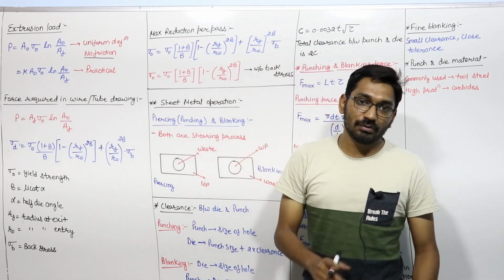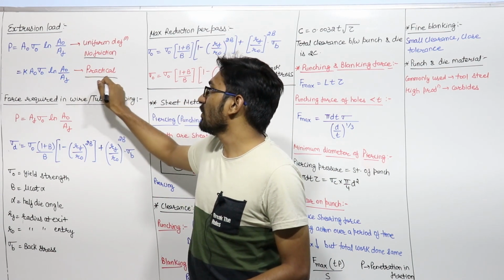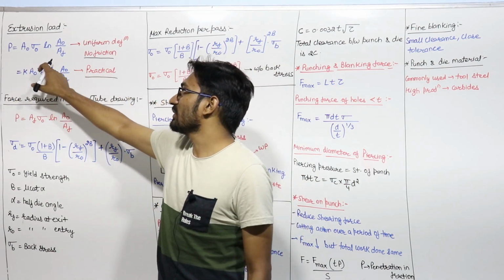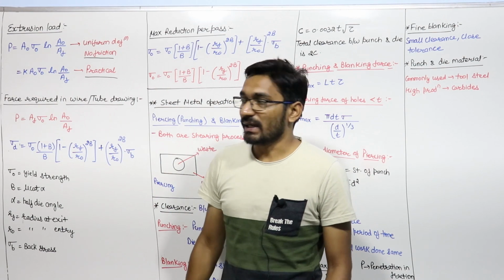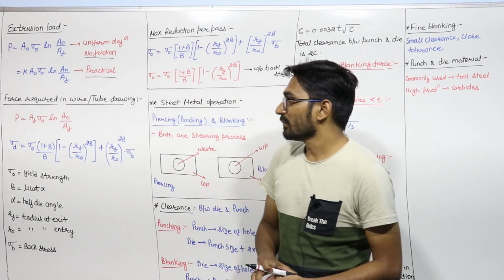But in actual practice friction is present. So in practical conditions the load will be K into A naught sigma naught ln A naught upon AF, where K is some constant. It will be given in the question.